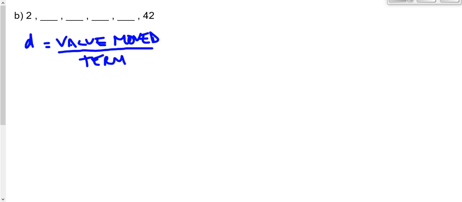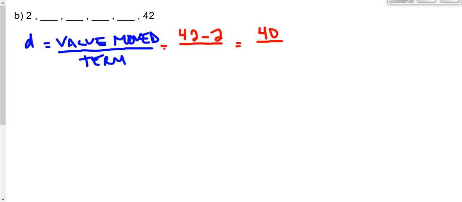So let's calculate the total value moved first. Remember, the value moved is going to be the last term, 42, minus the first term, 2. So this time the total value moved is 40 spaces, and I went in the positive direction, so my numerator is going to be 40 and it's going to be positive.